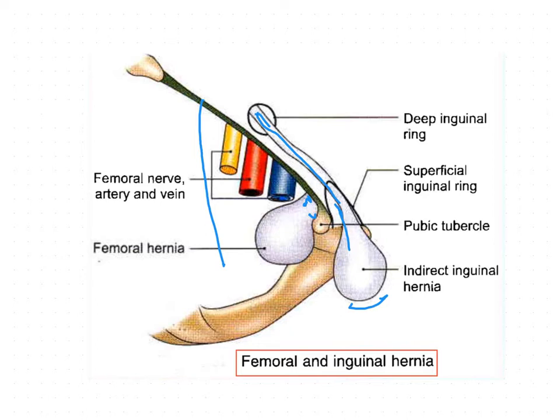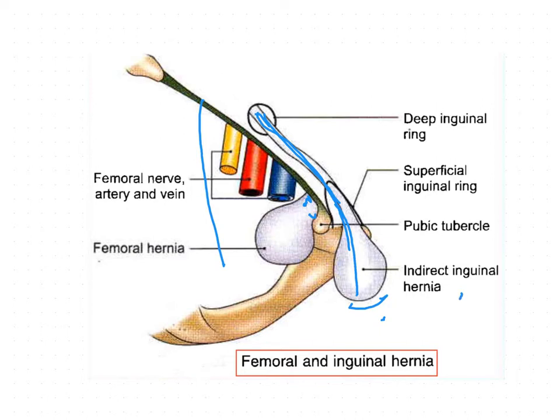When the protrusion occurs through the deep inguinal ring as well as the inguinal canal and superficial inguinal ring, and descends into the scrotum, then it is called indirect or oblique inguinal hernia. So when these contents are moving down like this, it is called indirect or oblique inguinal hernia.